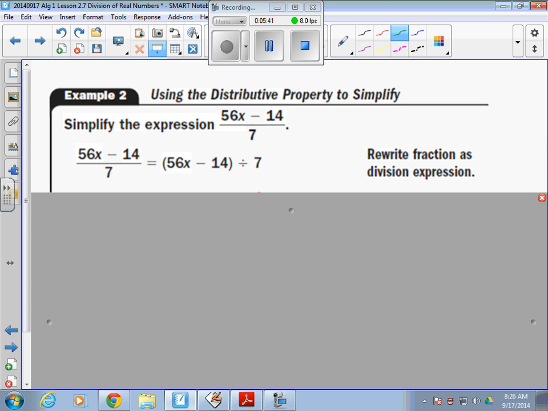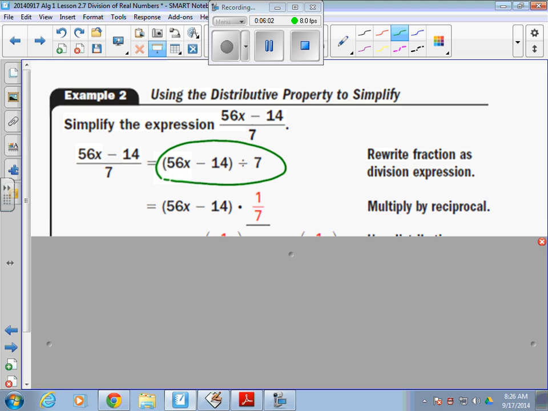Here's a distributive property to simplify: 56x minus 14 divided by 7. So 56x minus 14 divided by 7 can be rewritten this way. And this is one of the few times in this class where we'll rewrite it with that little division symbol. Remember, I told you to use the over symbol all the time. It makes it a whole lot easier. That's the same thing as times 1 over 7. Remember, dividing by a number is the same thing as multiplying by its reciprocal.